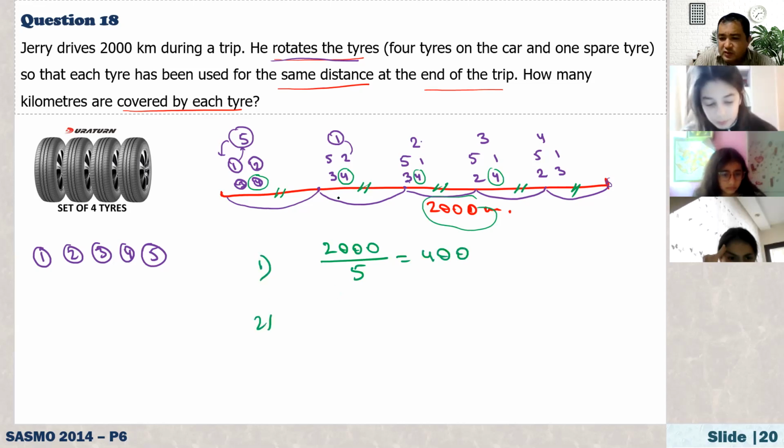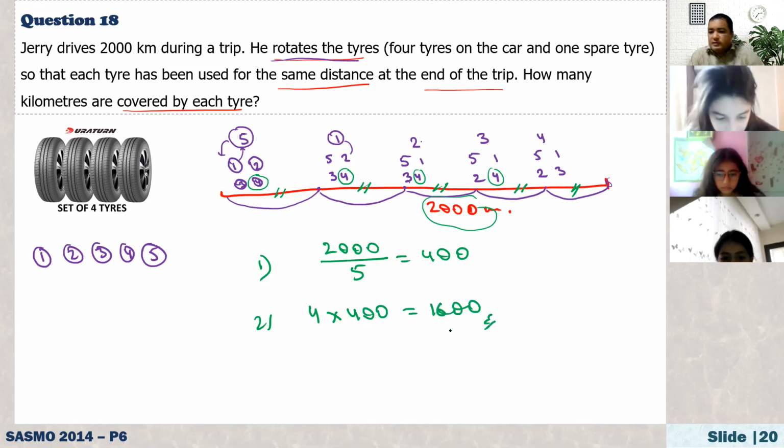One tire is used for how many intervals? 4 intervals. So with one tire, we travel how many kilometers? 1,600 kilometers. As the question asks, how many kilometers are covered by each tire? By each tire, we traveled 1,600 kilometers. So what is the moral of the story? We have used each tire for equal distances, so that no tire is damaged more than any other tire.